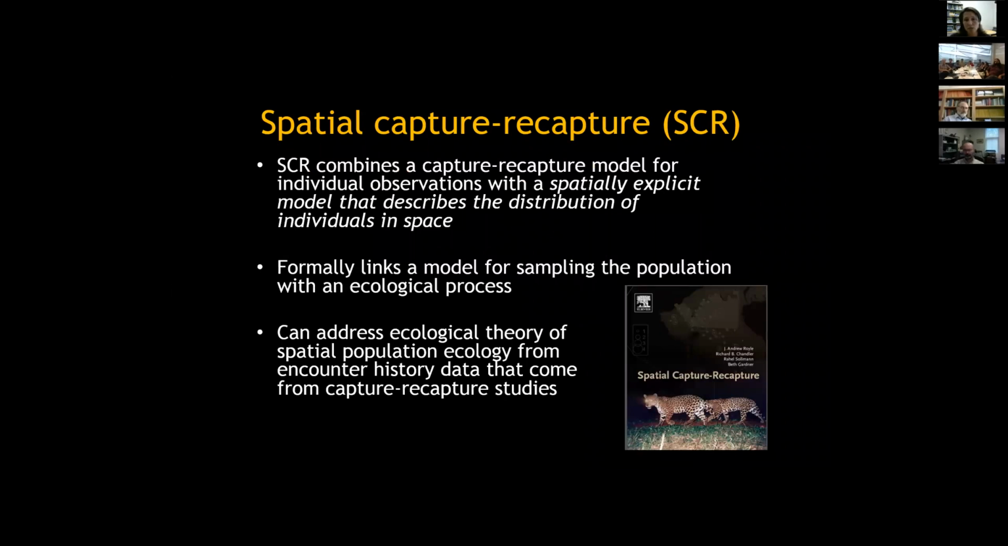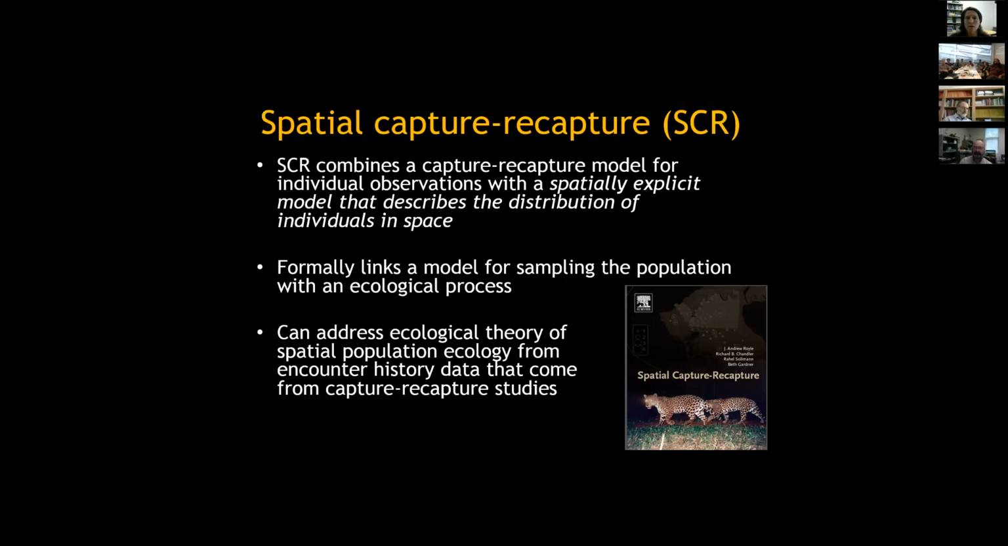Now that brings me to spatial capture-recapture, which, as you can imagine, obviates this problem of getting rid of the spatial information. You can see this book here. This is a book by Andy Royle and co-authors. Andy's a collaborator on this project, and it describes spatial capture-recapture in detail. So in a general sense, spatial capture-recapture is a capture-recapture model for individual observations that are then augmented with a model that describes how individuals are organized or distributed in space. What it's doing is linking a model regarding animal sampling with an ecological process, and it's an analysis framework that allows us to address questions in spatial population ecology from these ordinary encounter history data that come from the capture-recapture studies that I mentioned.